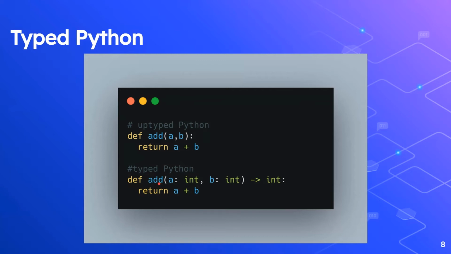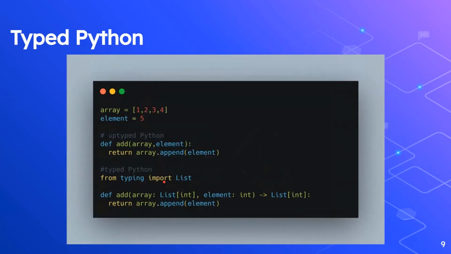So with typed Python, we do colon int, basically saying the variable a is an integer, and colon int again, which says variable b must be an integer. And we use this arrow symbol to say that we return an integer too. This is similar to TypeScript, except TypeScript is transpiled. In Python, this is natively supported.